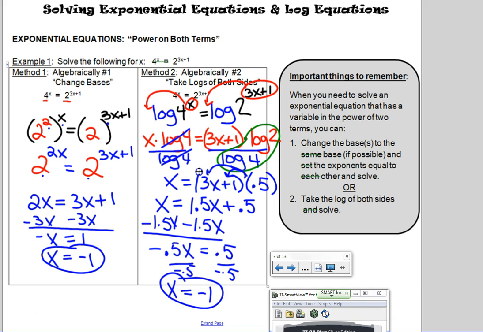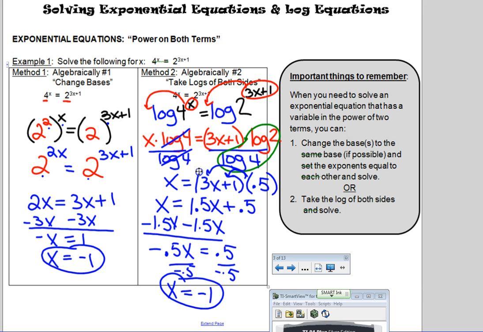Now, in all honesty, method number one, if at all possible, you can get the bases to be the same. I believe method 1 is a lot easier than doing method 2. But if we go on to the next problem, then you'll see what happens.